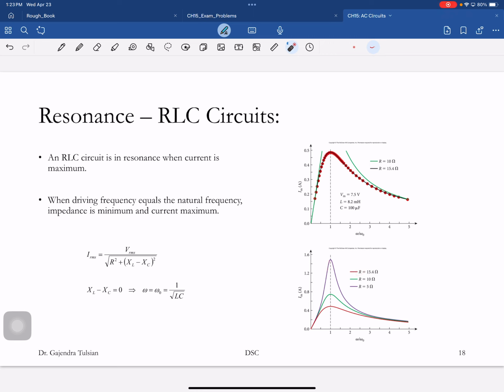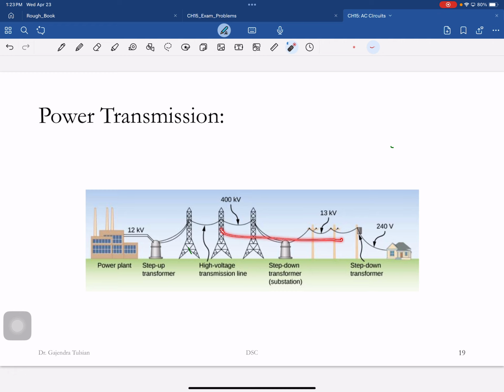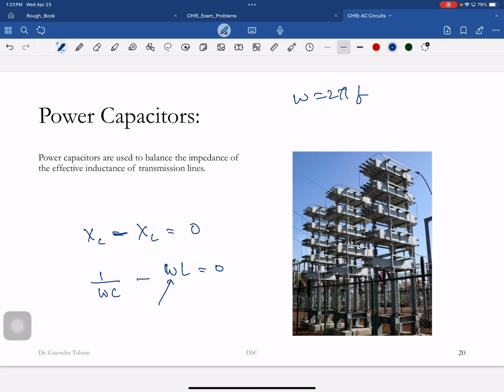All right, so if you want to deliver power, power is being delivered at 60 hertz to us. Okay, so you're making sure that this bank of capacitors has XC minus XL equal to 0. That is 1 over omega C minus omega L equals 0. This is at 60 hertz. Omega is 2 pi F. F is 60 hertz. Okay, so your capacitors are such that you want that to be 0.